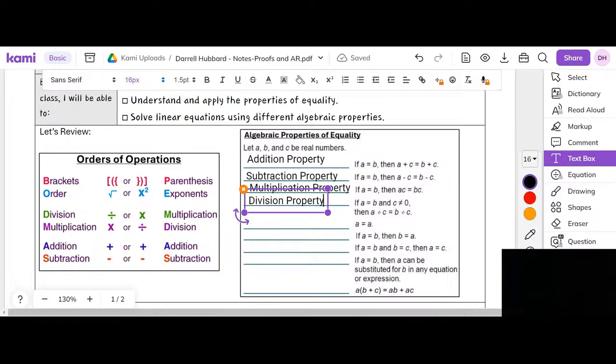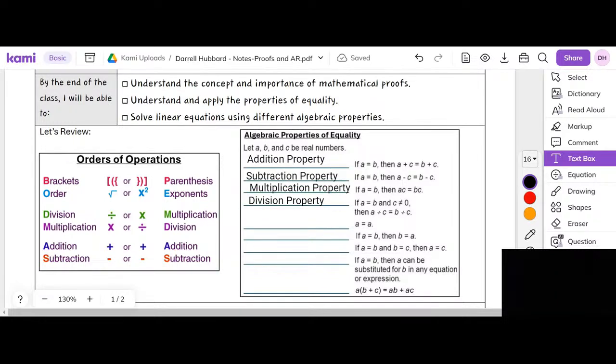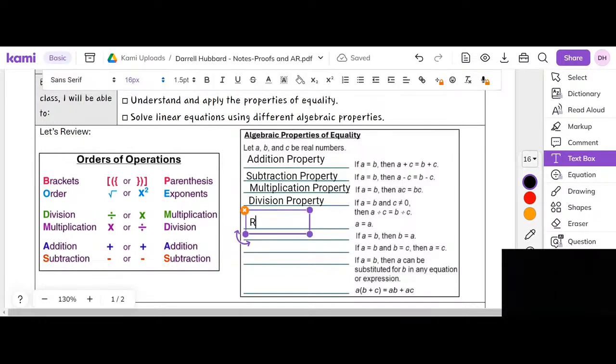Now, the ones that will be new to you will be the next 4. All right. Well, technically the next 3. And so in this line here where it says A is equal to A, we call that reflexive. I want you to think about a reflection. What you see is what you get, right?